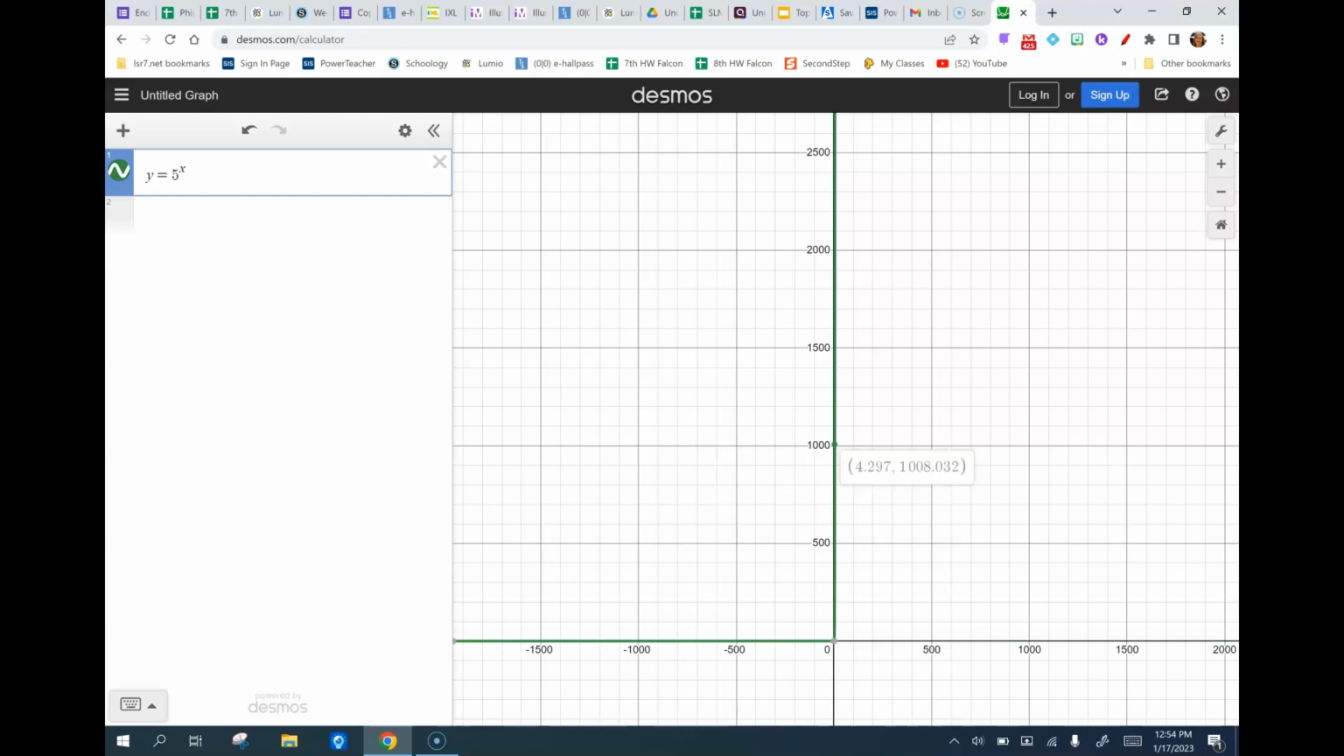So when y is 1,000, I get 4.3 hours, so about 4.3. Okay, see how I did that? I'm just touching the graph, and I'm finding out at 1,000. So when y is 1,000, I get about 4.3. Can't hit exactly, okay? But 4.3 is what we're going to be using.